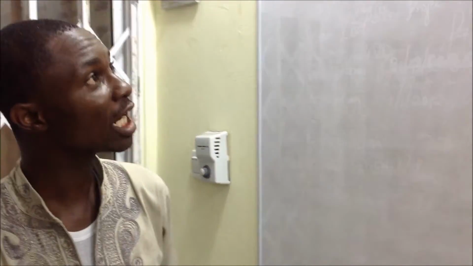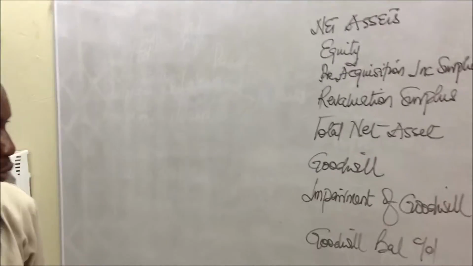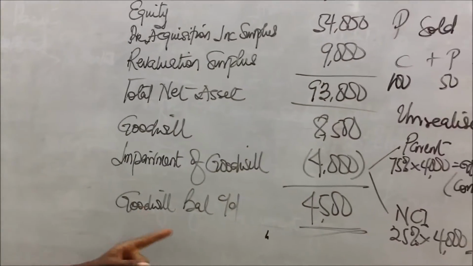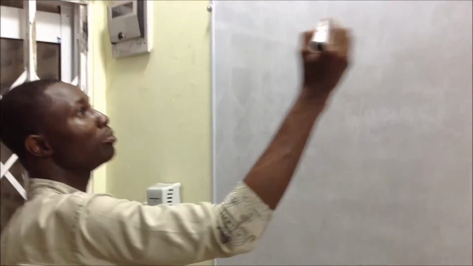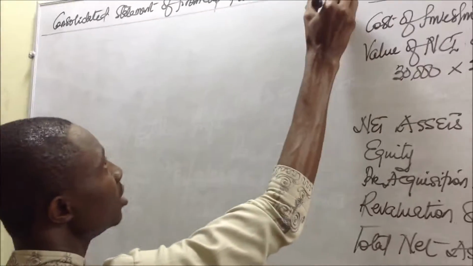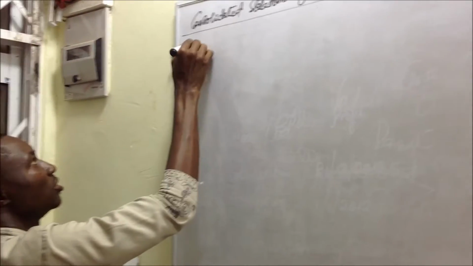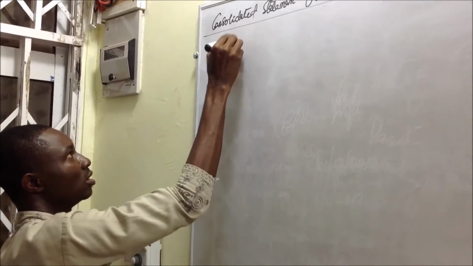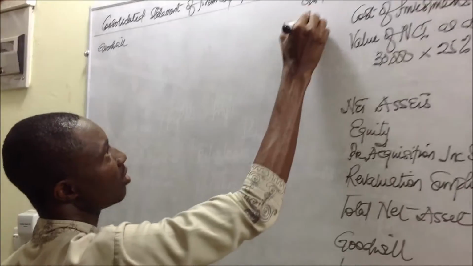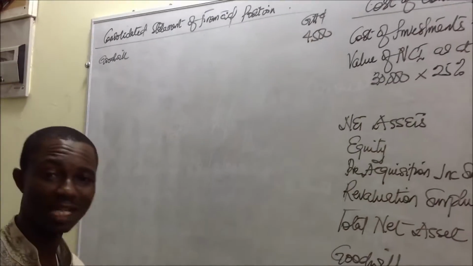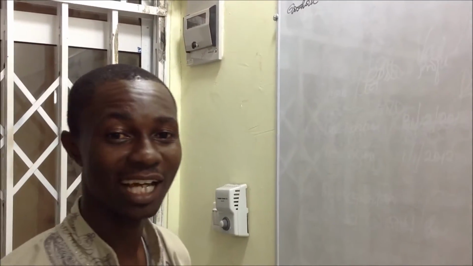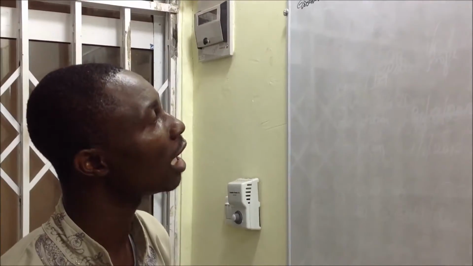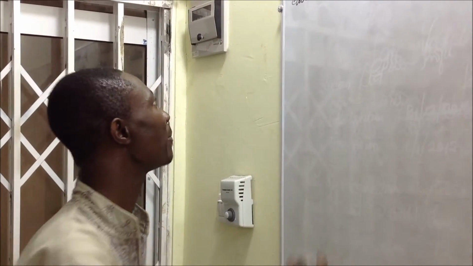Now, in our previous tutorials, we prepared the cost of control account and we got a final balance of 4,500 on the goodwill. So I'm going to start with that. So I'll put here my goodwill. The amount is 4,500. That is a non-current asset, an intangible asset. Now we would continue with our PP and E.